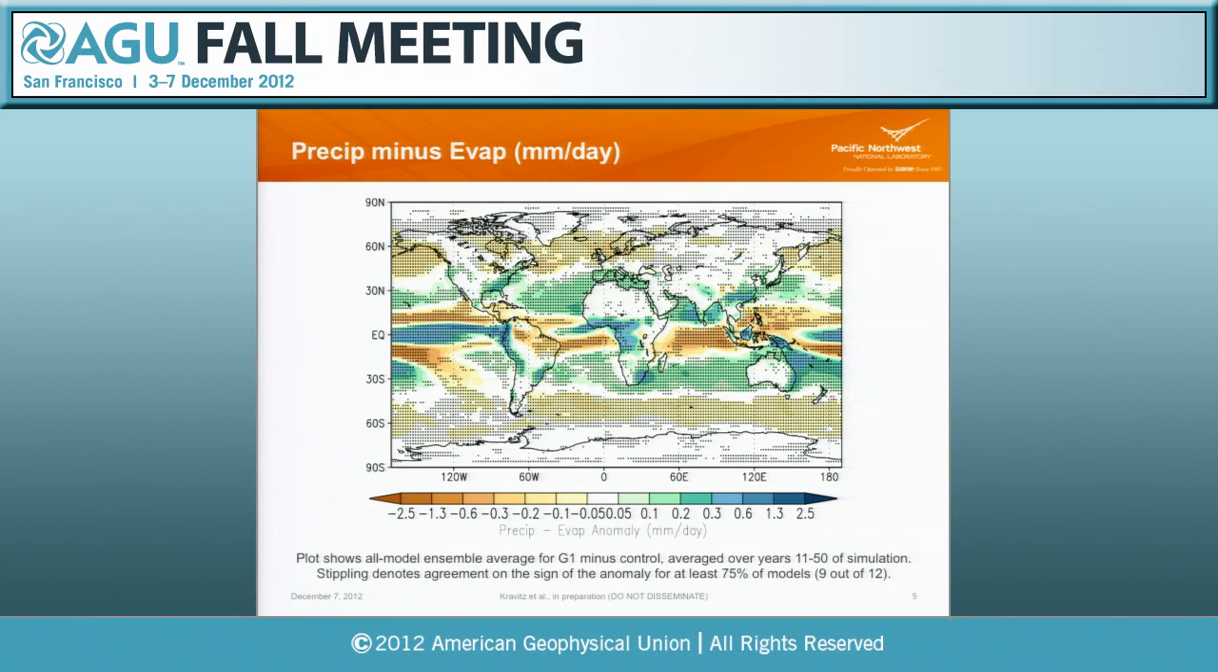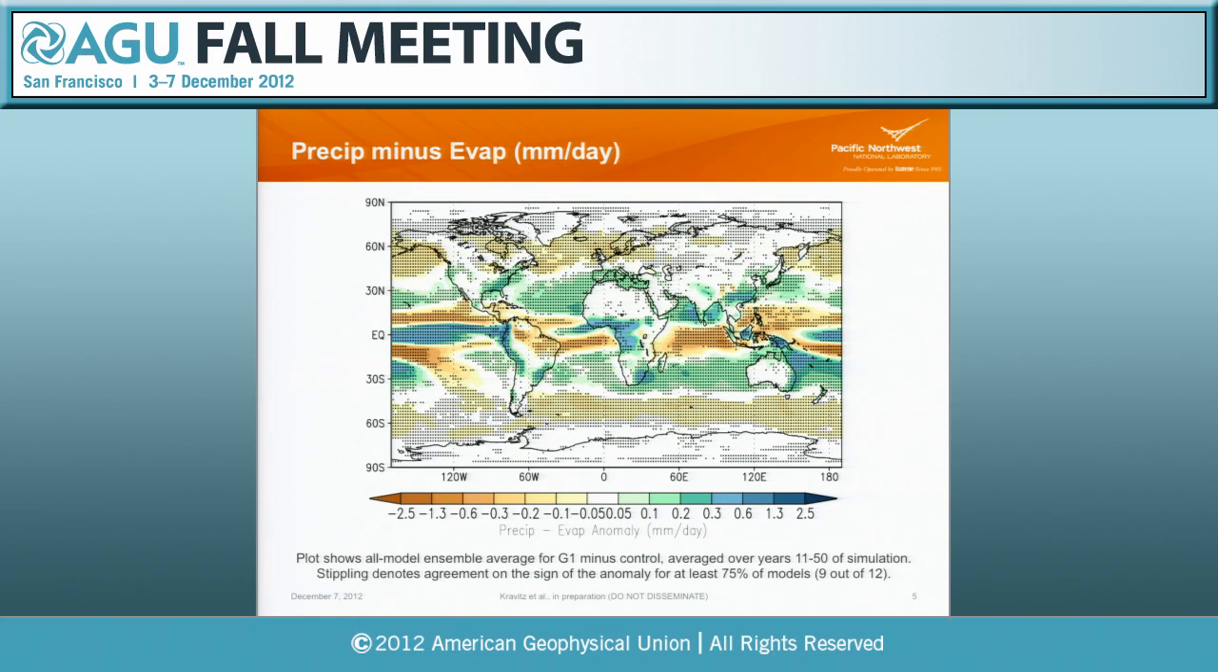CO2 warms the troposphere, but if you reduce the sun, it tends to cool the surface more than the troposphere, more than the middle troposphere, and you actually end up changing the static stability. And there's a plot that I made which isn't pretty enough to show you, so that's why I didn't include it. But we do actually get an increase in moist static stability when we look at the all-model ensemble average.